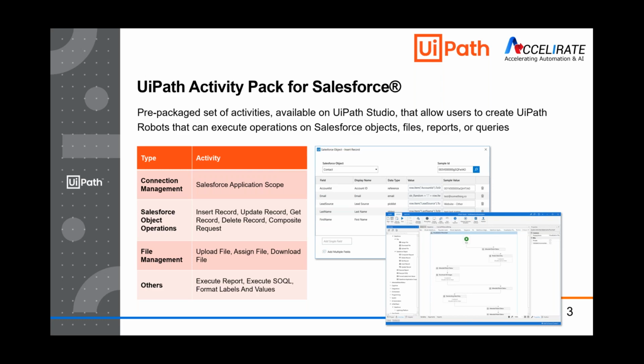And then we have activities that your UiPath RPA developers will find in their activity panel as of October last year. Activities for creating records, updating existing records, pulling information out of existing records, of course, deleting records or making composite requests to Salesforce. And then the same with interacting with files, so uploading files, downloading files, assigning files to records.